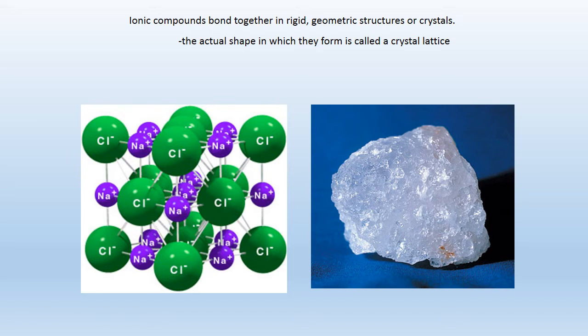Cations are usually metals, and anions are usually nonmetals. So ionic bonds usually form between metal atoms and nonmetal atoms.